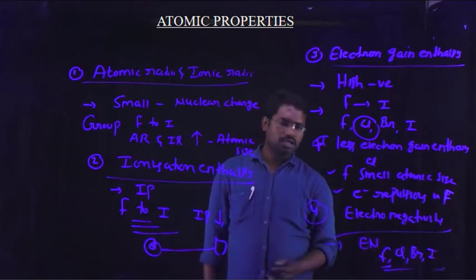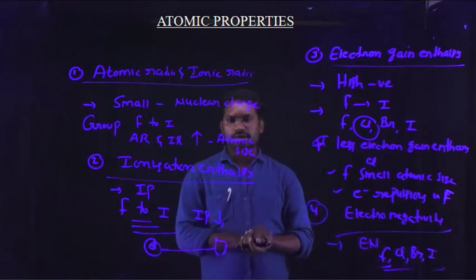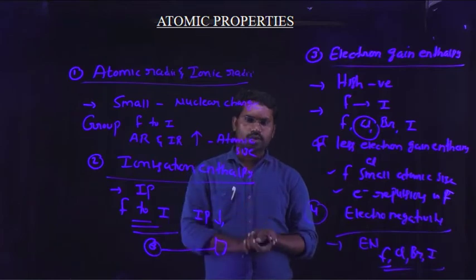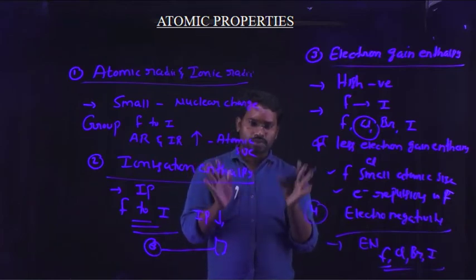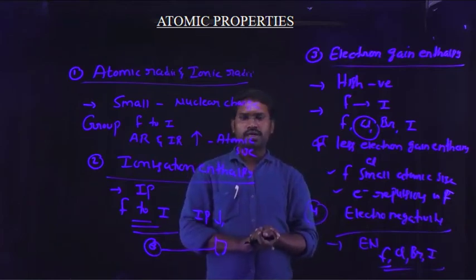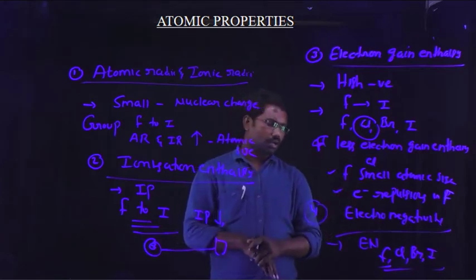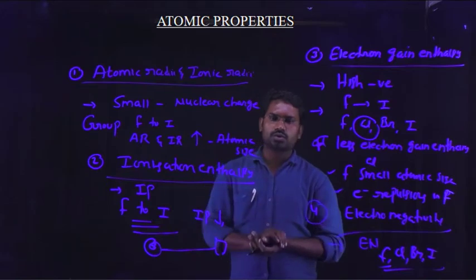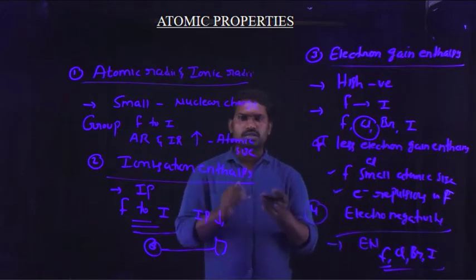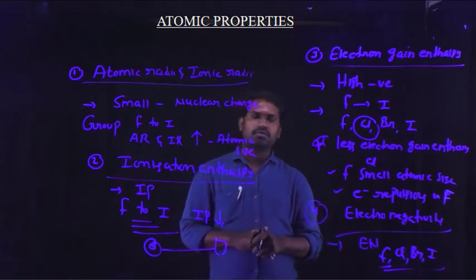Therefore, fluorine is the highest electronegativity element, not only in this 17th group, but among almost all the elements present in the periodic table. Fluorine is the first element having the highest electronegativity. The next priority goes to oxygen. Okay, this is about the atomic properties of halogens.